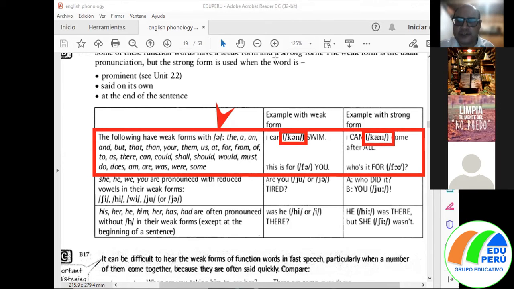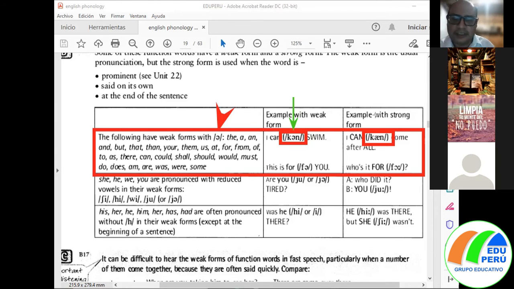Remember, the second column is the usual pronunciation. So we usually pronounce this using the weak form. But you could use the strong form when this word is prominent, said on its own, or at the end of a sentence. What does it mean, prominent, teacher? Prominent is when you give emphasis.